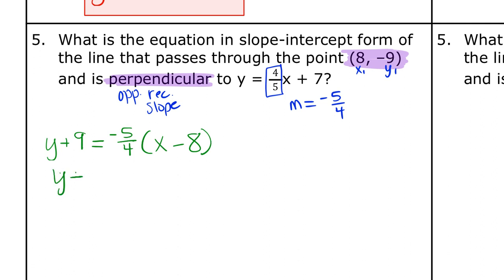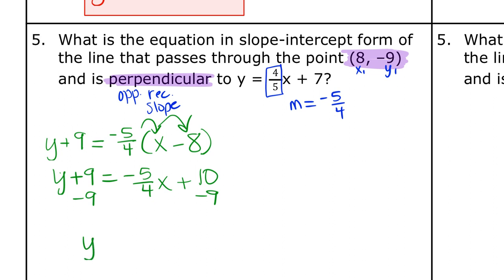Now we need to distribute that fraction. So this one's a little bit more difficult. Negative 5 over 4 times x is, you just got to put them together. Then negative 5 over 4 times 8. I know negative times a negative is a positive, but let's figure out what that number is. Calculator says that's 10. And then one last step is to subtract the 9 from both sides. Y equals negative 5 over 4x plus 1.